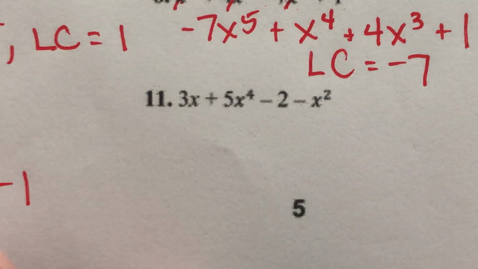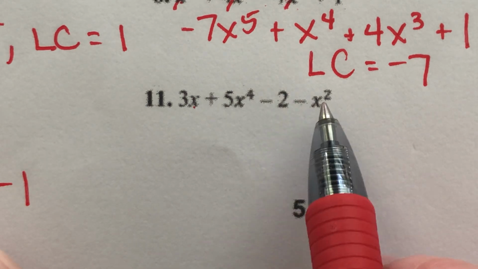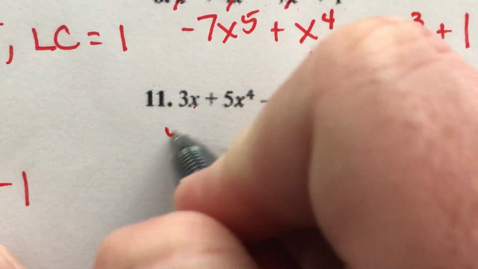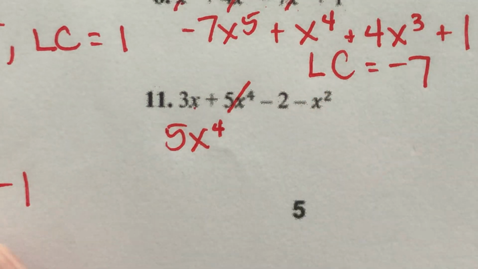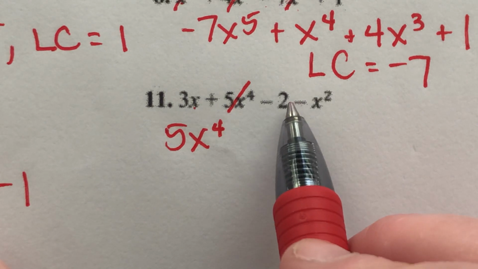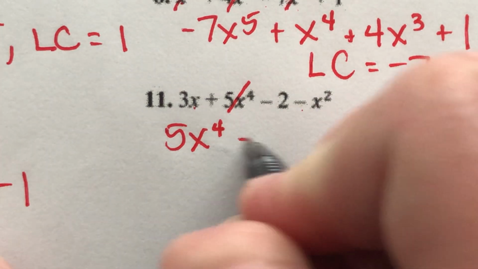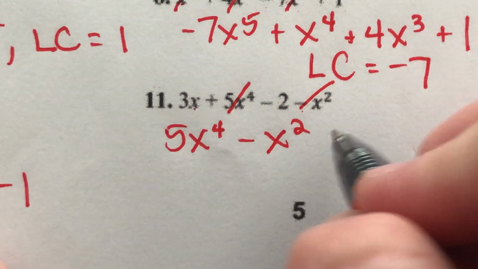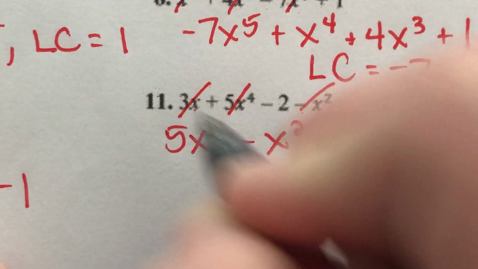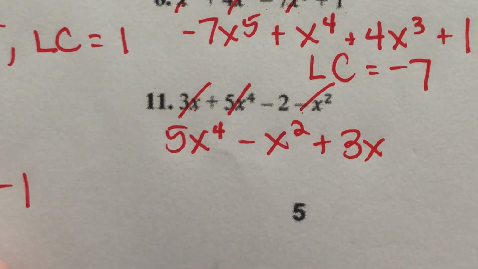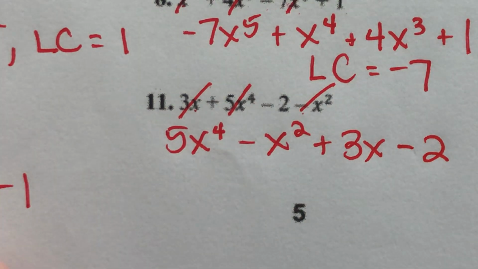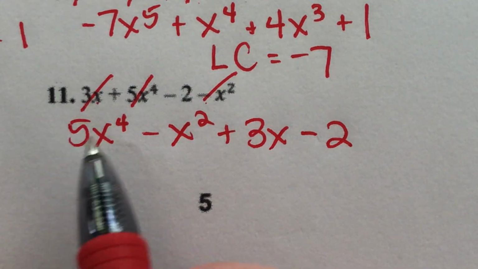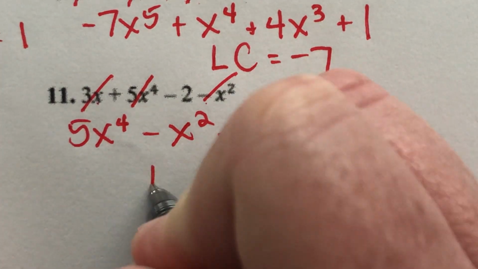Number 11, I've got x, x to the 4th, 2, and x squared. So I want to put the biggest degree first. So 5x to the 4th. And then out of 1, 2, and 0, 2 is next, so that's negative x squared. And then out of 3x and negative 2, 3x is next, so positive 3x. And then this plain number with no variable goes on the end. All right, and so now it's in order, 4, 2, 1, 0 for the degrees. And the number in the very front, the leading coefficient, is 5.